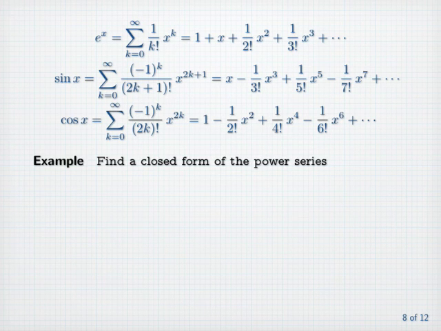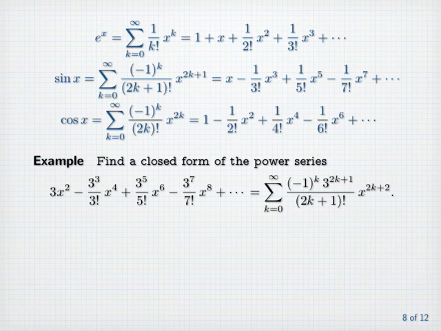Example. Find a closed form of the power series 3x squared minus 3 cubed over 3 factorial x to the 4th plus 3 to the 5th over 5 factorial x to the 6th, and so on, which equals the sum from k equals 0 to infinity of minus 1 to the k times 3 to the 2k plus 1 divided by 2k plus 1 factorial times x to the 2k plus 2.